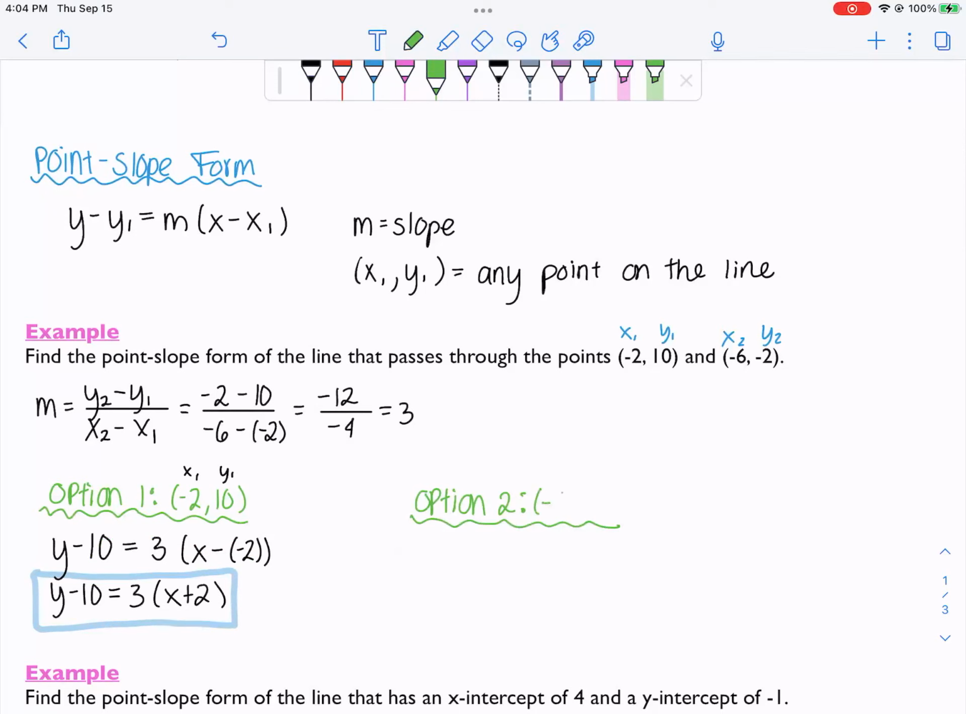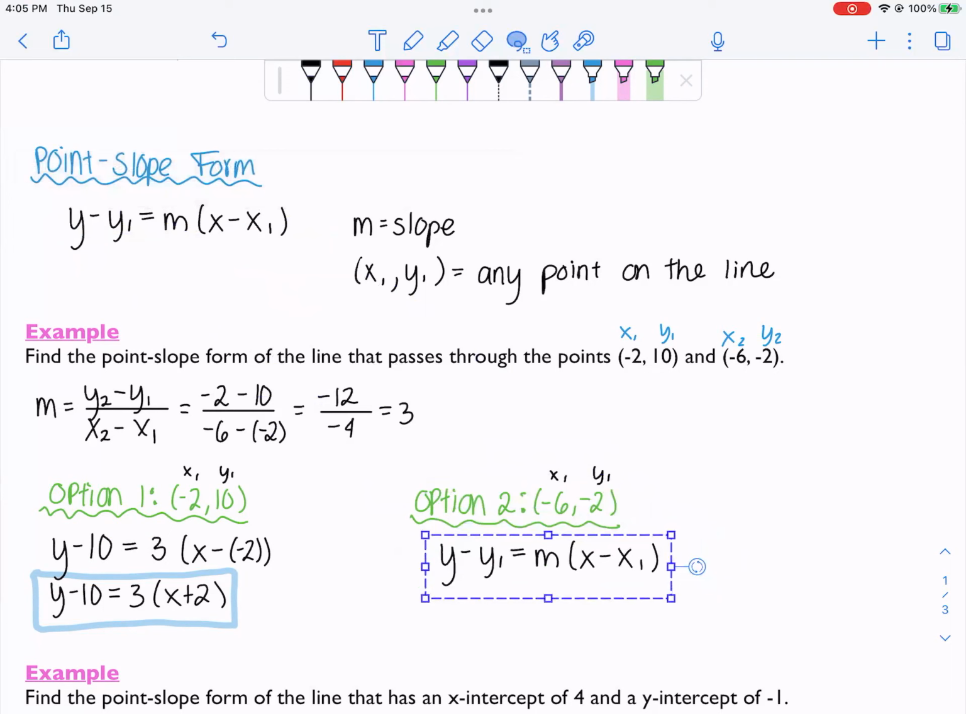Option 2 is using the point (-6, -2). And you would just relabel them x1 and y1. Again, using the same formula here, just erasing the values that we need to plug in. So y1 is -2. m is 3. x1 is -6. Simplifying, this becomes y plus 2 is equal to 3 times x plus 6.